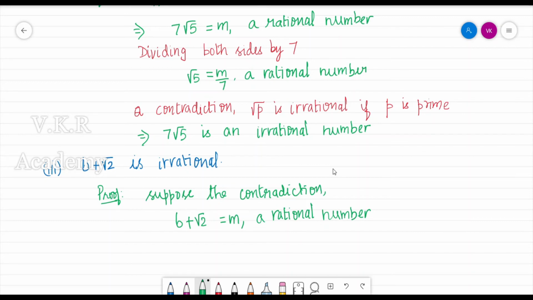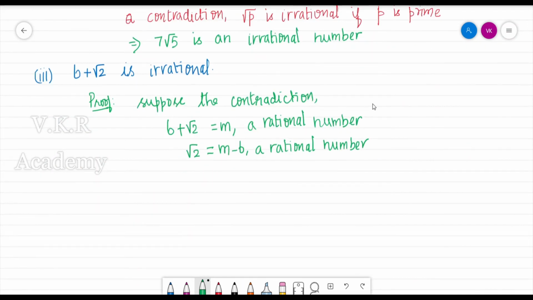Now subtracting 6 on both sides, we get root 2 is equal to m minus 6. M is a rational number, 6 is also a rational number, therefore their difference m minus 6 should also be a rational number. But this is a contradiction to the fact that, as in the previous problem, 2 is a prime number and root p is irrational whenever p is prime.